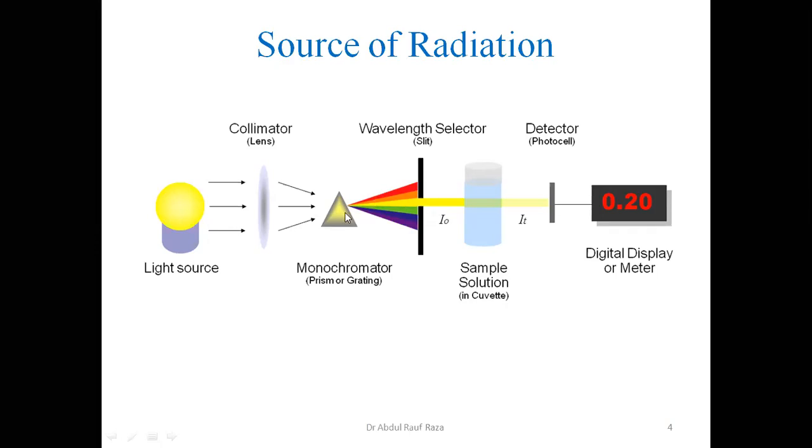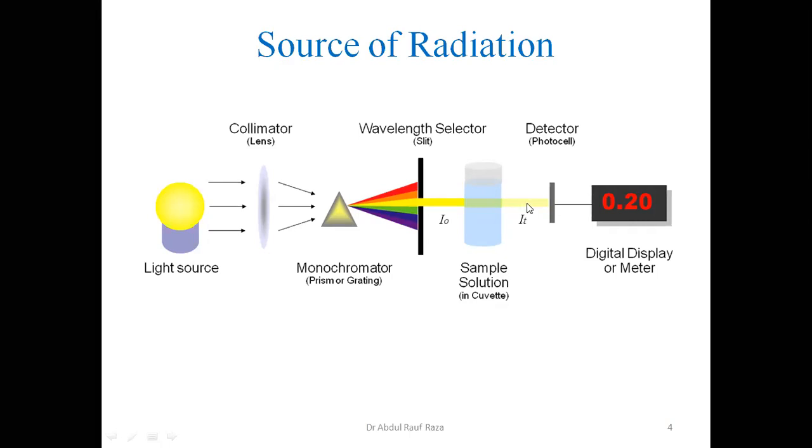So the speed of this rotation is controlled, and we have a detector. We detect how much radiation is passing through this. This is the analyte. We have a cell. This is called the cell, in which this is the path length starting from here to there. I naught is the initial intensity, and I is the intensity of light at any time.